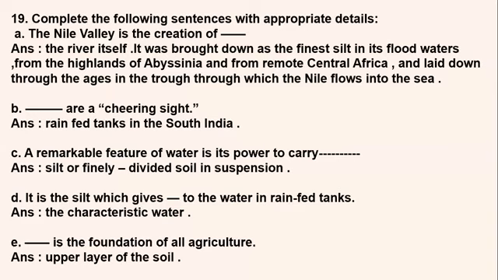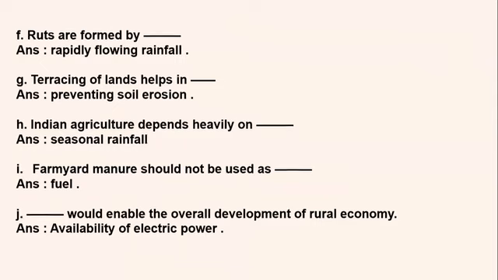Okay. Then the next is dash is the foundation of all agriculture. What is the basis of all agriculture? So the answer is the upper layer of the soil. Okay. So this is the answer, because you know the upper layer of the soil has nutrients in it, and it should not be washed away with the water. So that's the answer.